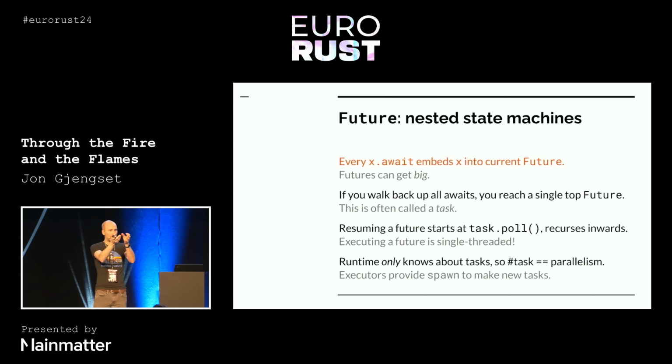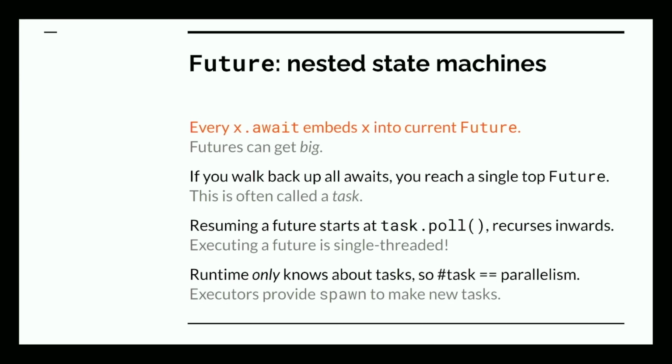Every x.await, where x is some future, embeds x into the current future. So it produces a larger future that embeds the state machine of the thing you await inside of it. As a result, futures can get big. If you think of writing an async fn, for example, every time you call await, the future you're awaiting gets put inside the future that that function returns. And that keeps expanding, going out, until you end up with this giant future at the top. So that could be your async fn main, for example, and it just ends up as this humongous future at the top. If you walk back up all of the await calls, that's where you end up.